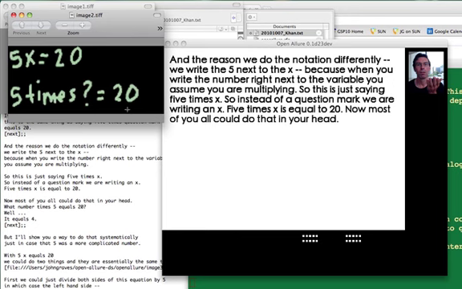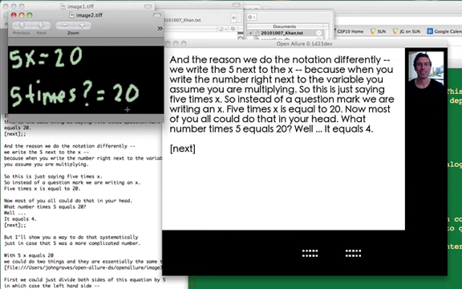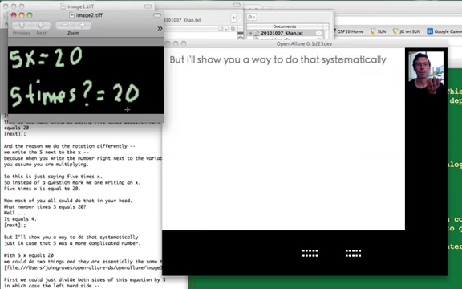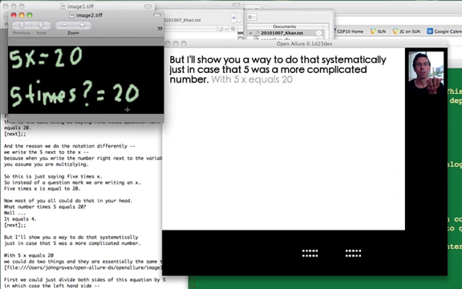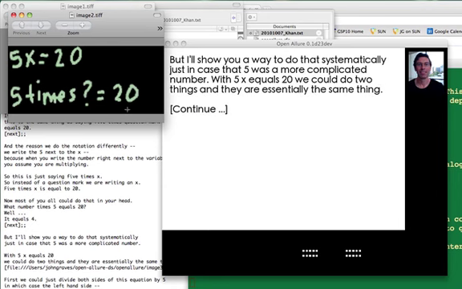Now most of you all could do that in your head. What number times 5 equals 20? Well, it equals 4. But I'll show you a way to do that systematically, just in case that 5 was a more complicated number. With 5x equals 20, we could do two things and they are essentially the same thing.